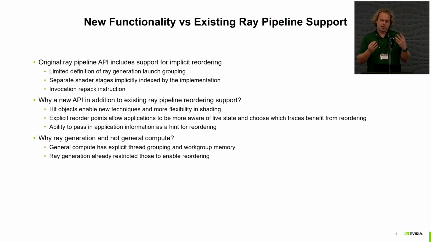Another question of why it's designed like this is, why is this new reordering functionality in ray tracing shaders, ray generation shaders specifically, rather than in general compute? Well, general compute, especially as designed in Vulkan as a very explicit API, has this explicitly defined thread grouping and work group memory. And the ray generation shader had already restricted those to allow better reordering initially. So it's a better target, in the short term at least, for thread reordering for locality than trying to have a fully generic compute shader with all of the reordering locality.